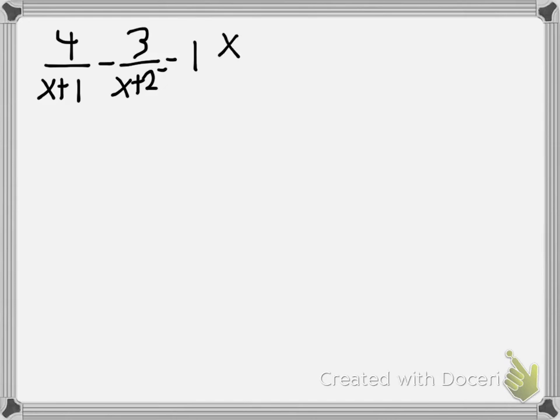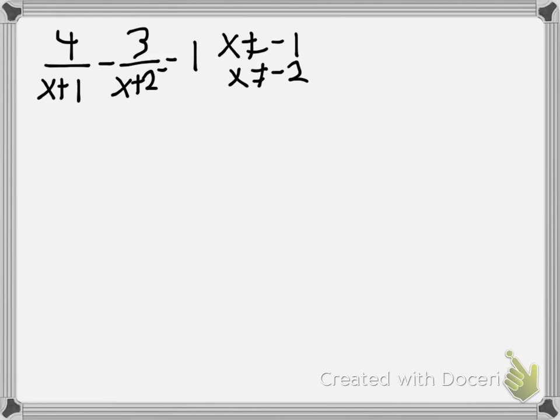All right, next one. 4 over x plus 1 minus 3 over x plus 2 equals 1. Okay, first off, what are my things that x cannot equal? X cannot equal negative 1. X cannot equal negative 2.